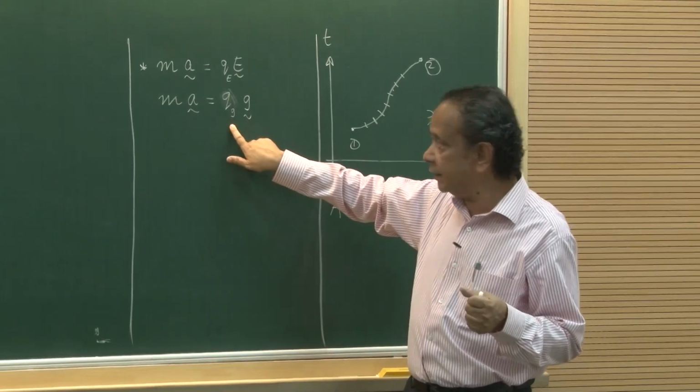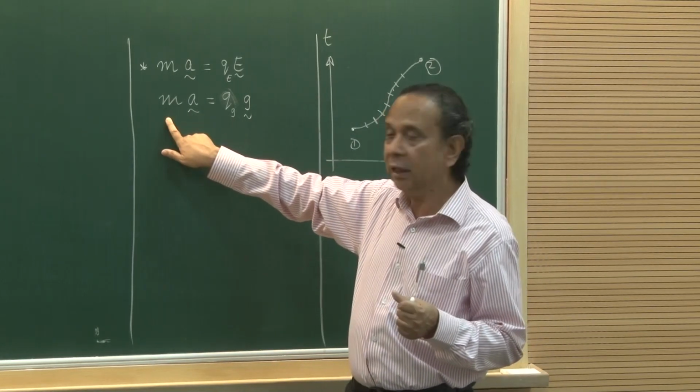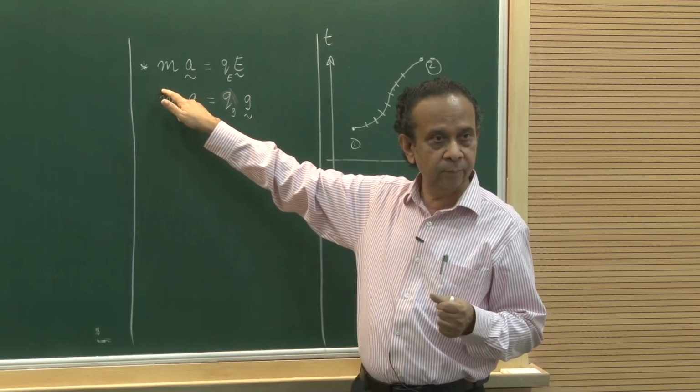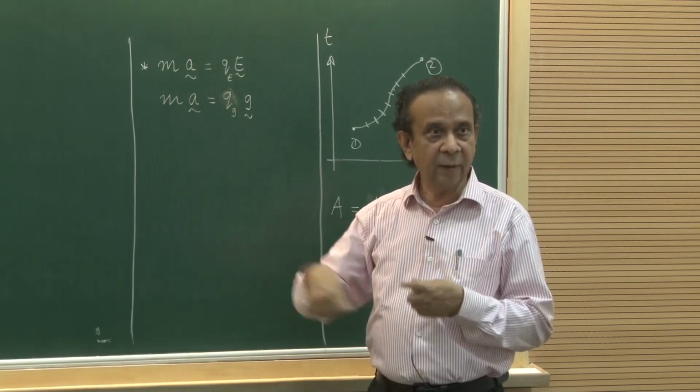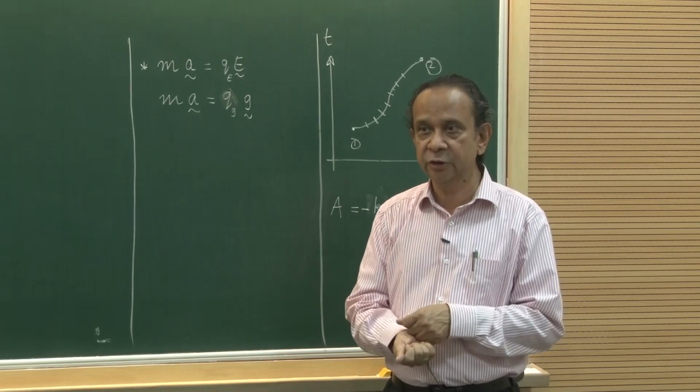Why should this gravitational charge be numerically equal to the inertial mass here? In the case of electromagnetism, they were not equal. There is a q by m. There are particles with 0 charge, there are particles with negative charge, particles with positive charge.